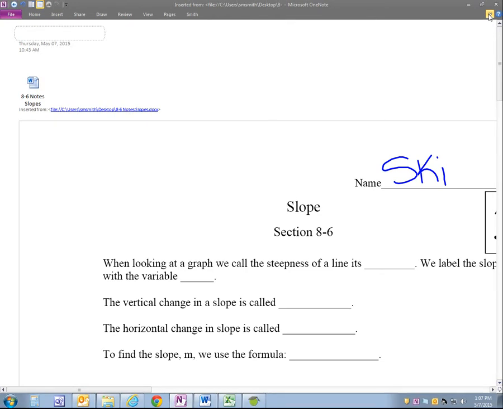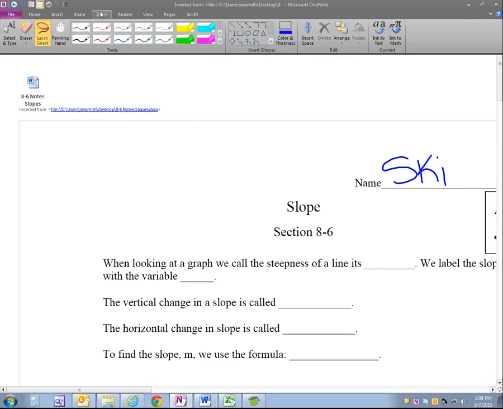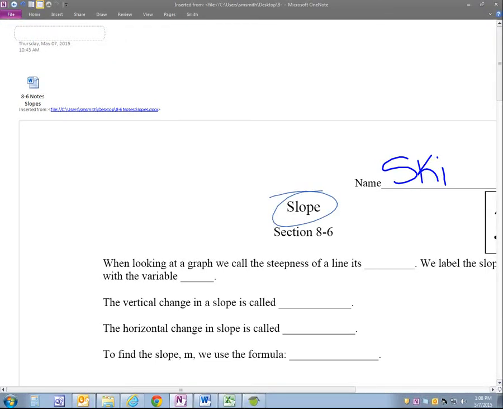Today we're going to be doing a combination of working with integers, working with the coordinate plane, and also with the relationship between 2 points. How are they related to each other? When you have 2 points and you draw a line between them, it's going to create what this section is called, which is slope. So naturally, my name is Ski Slope.